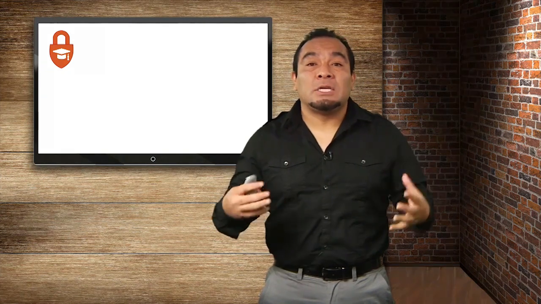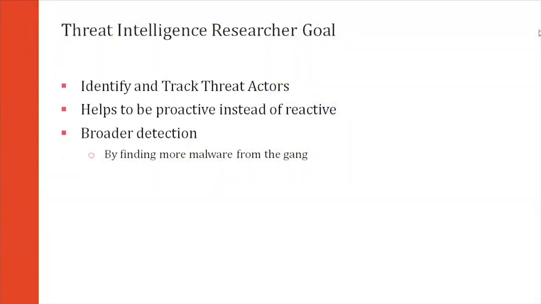It helps to be more proactive instead of reactive. The reason is that if you understand how this specific threat group operates, you might be able to hunt for more samples or malicious software related to that group, and therefore you can find new samples on the internet, add protections against them, and then protect your organization proactively. Broader detection, as I said, because you can find more samples from this specific gang. And a full picture of the attack.